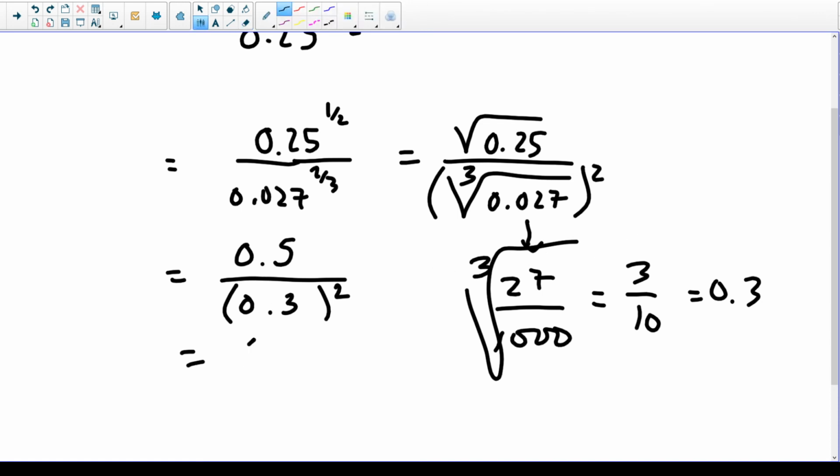Yeah. So this will be 0.5 divided by... Okay, now what's 0.3 squared? So I could use the same trick as I just used over here. What's 0.3 squared? 0.3 squared is 3/10 times 3/10. That's 9 over 100, which is 0.09. That's going to help me figure this part out without having a calculator.